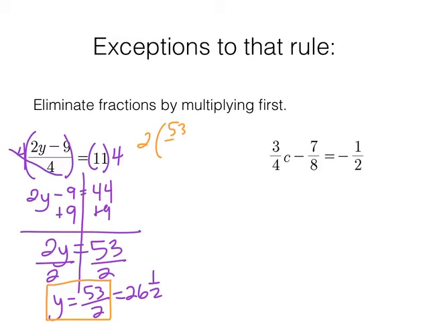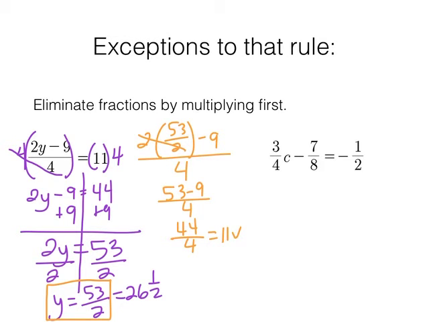Because when I plug in 53 over 2, and I multiply it by 2, the 2's cancel. So I get 53 minus 9 all over 4. 53 minus 9 would be 53 minus 10 would be 43 plus 1 would be 44 over 4, and that does indeed equal 11. So I know I had the right answer to begin with. So that big fraction like that, remember, think about what happened to y, and the divide by 4 is the last thing that happened, so it's the first thing that has to unhappen.